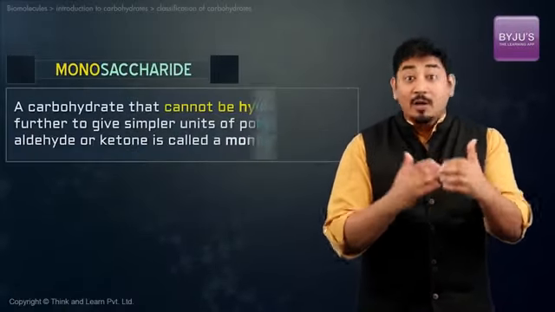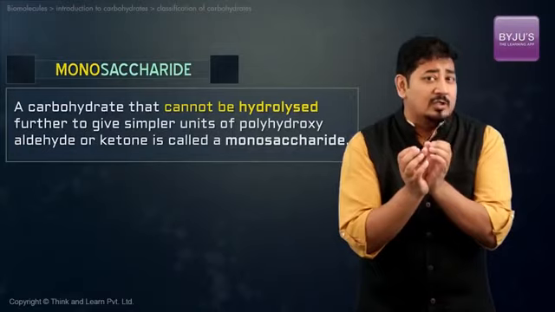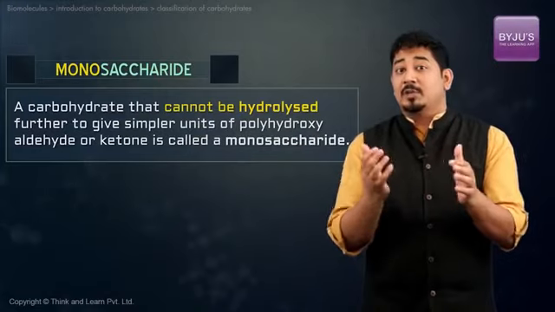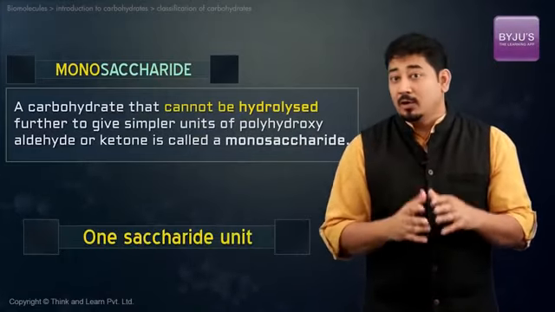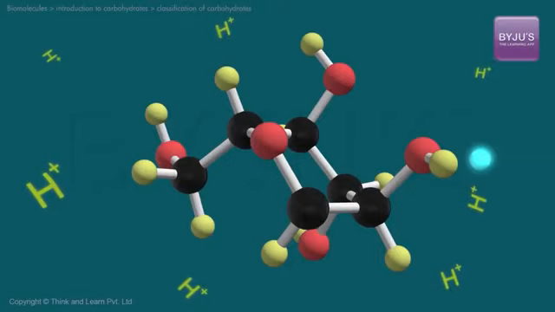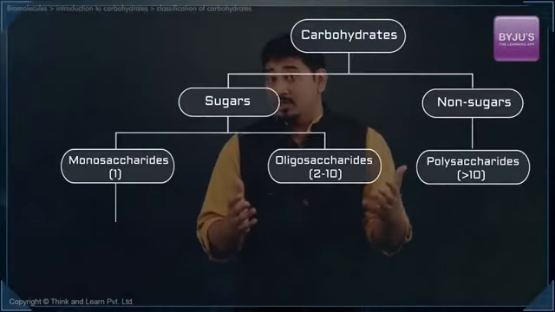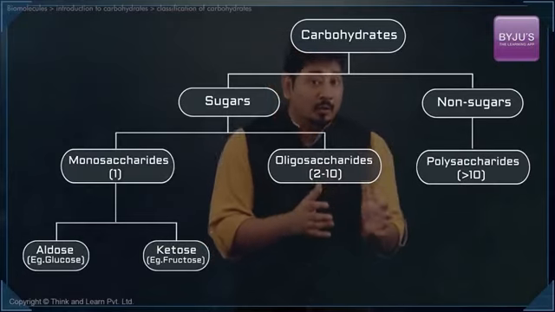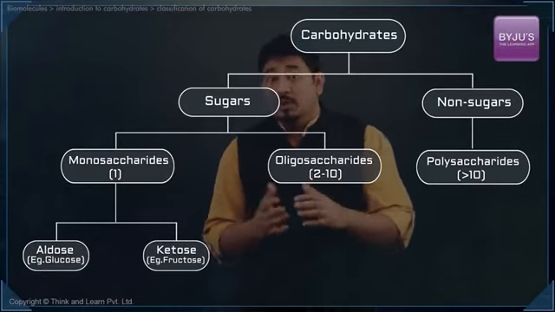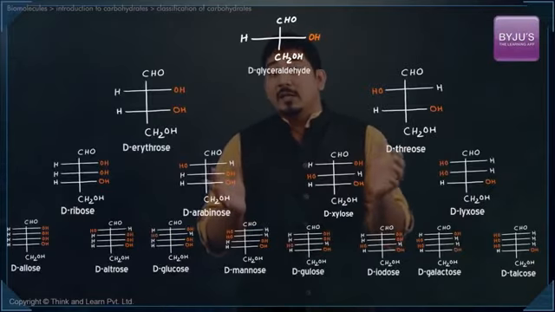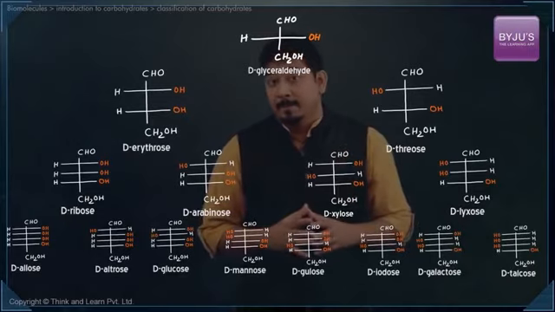A carbohydrate that cannot be hydrolyzed further to give simpler units of polyhydroxyaldehyde or ketone is called a monosaccharide. As the name suggests, they are made up of just one saccharide unit. Simply put, we cannot use water to break these down into smaller units because these are the smallest units that we can have. Now, they can be further classified depending on whether there is an aldehyde group, in which case it is known as an aldose, or a ketone functional group, in which case it is known as a ketose. About 20 monosaccharides are known to occur in nature. We will look at the names and structures of these very soon.